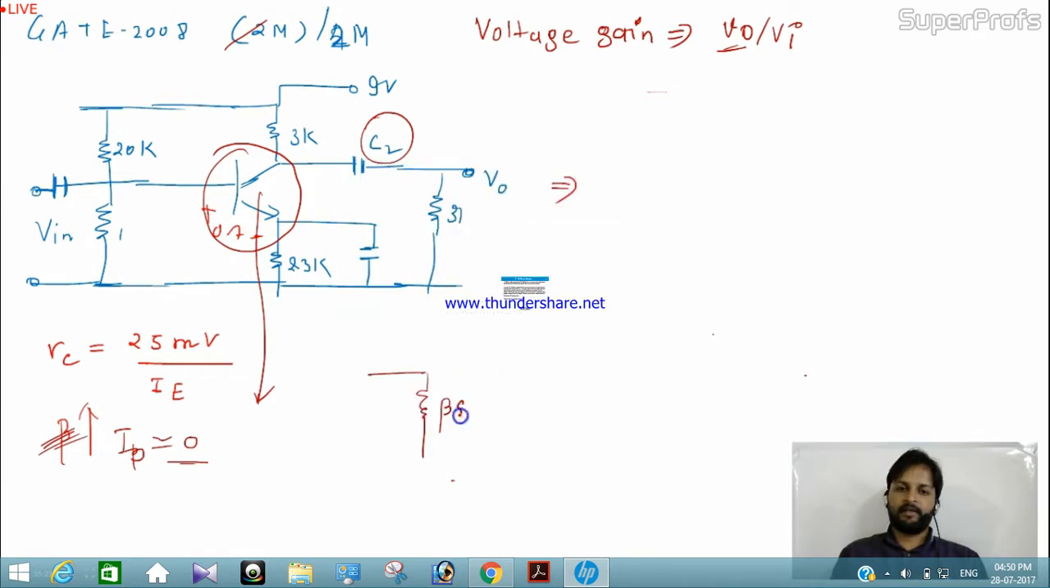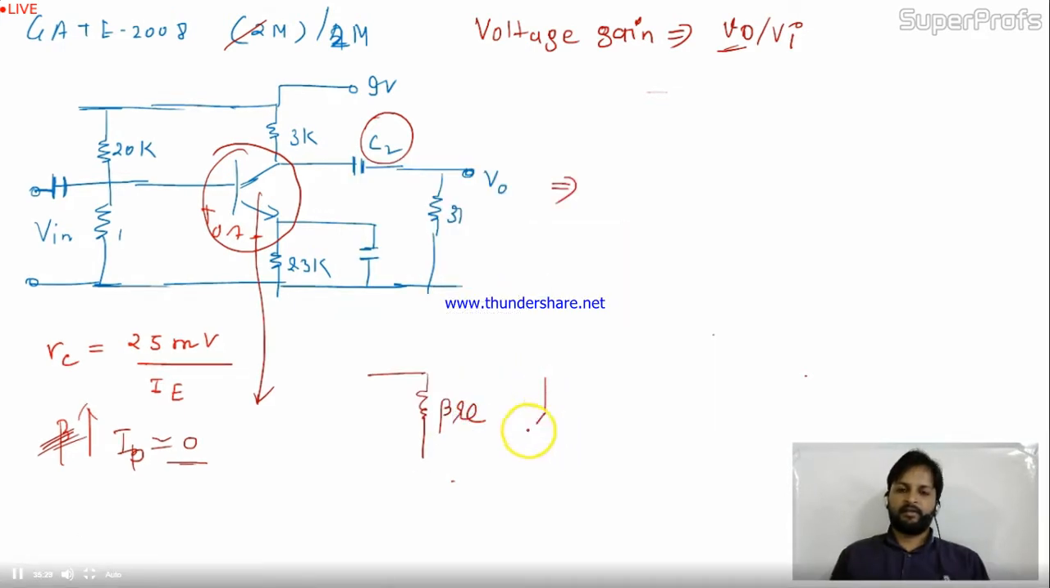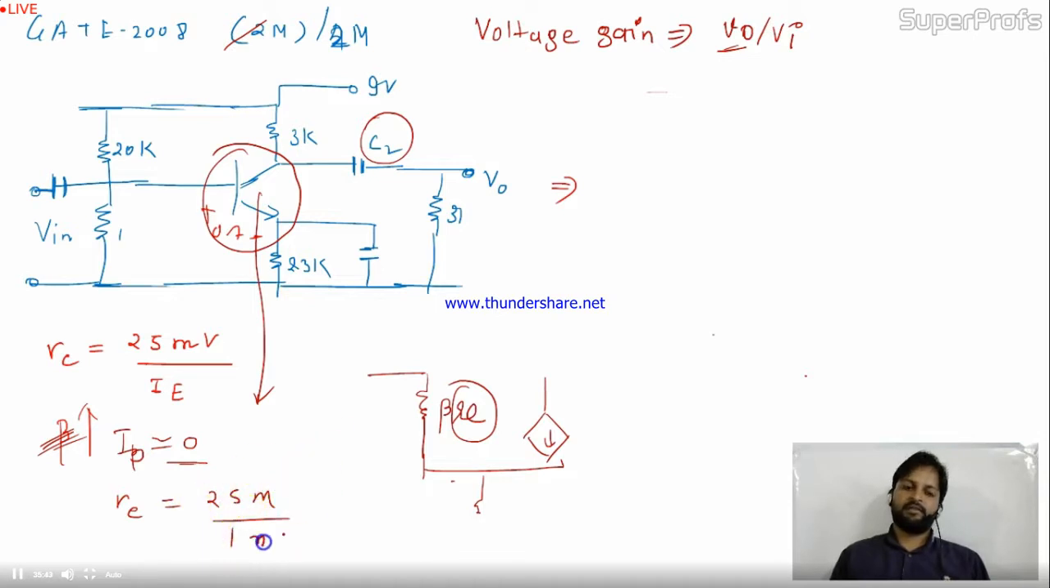beta RE, and here you will take it like this, and so you need RE. RE is given over here as 25 milli divided by IE. IE is 1 milli, so this is 25. Now you don't have beta in your hand, so what will you do? We'll keep beta as it is. Okay. Now let me draw the AC equivalent circuit.